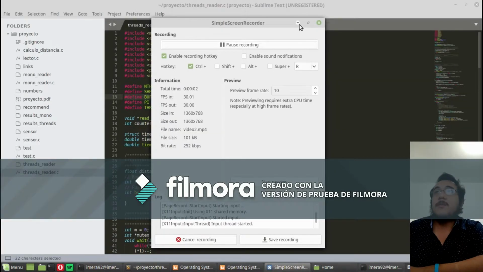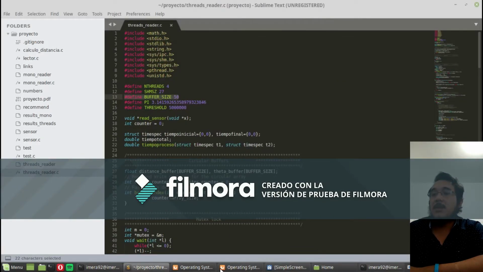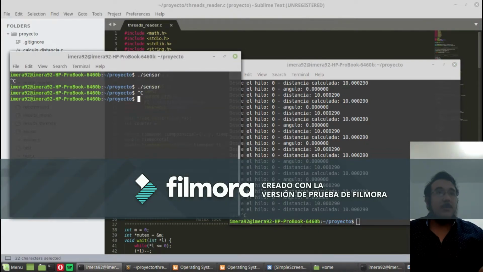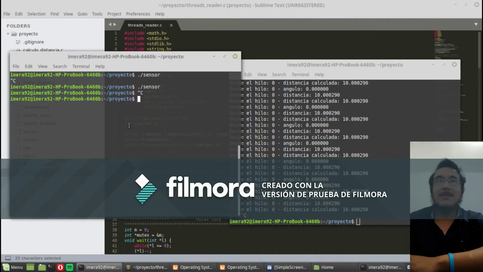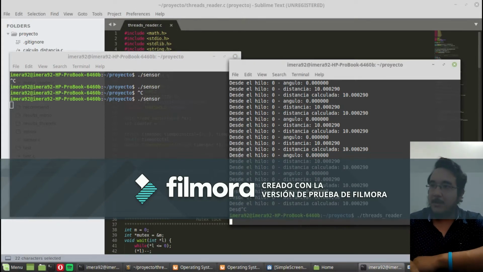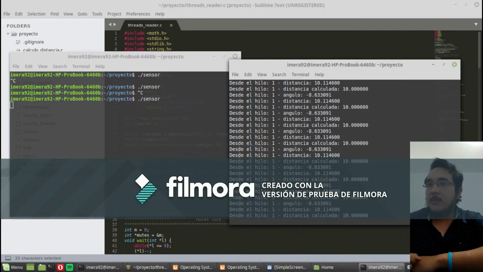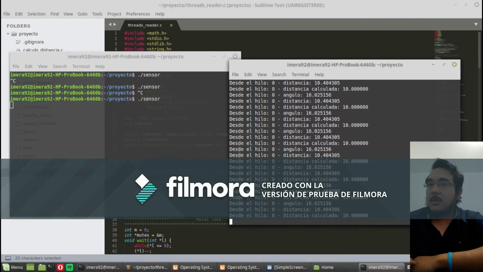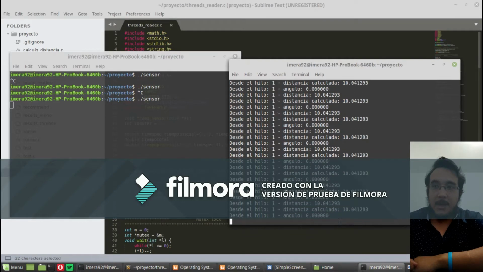So in the spirit of showing that this actually works, we're gonna see a little demo. We're gonna see that this actually has no kind of errors or bugs. So we're going to execute the sensor, and we're going to execute the reader. I have already compiled it, and as we can see, there's no kind of magic behind it.